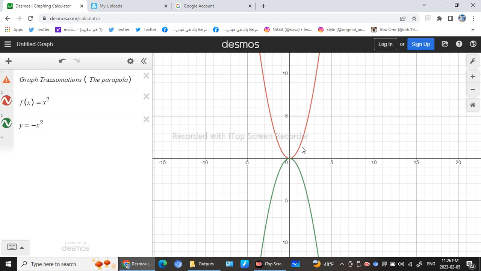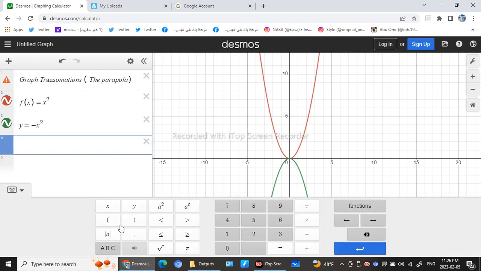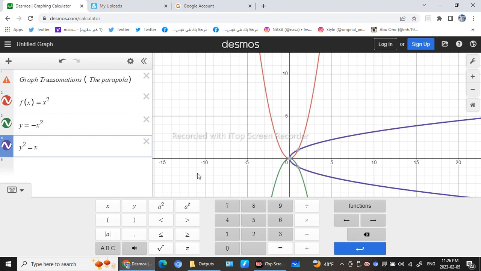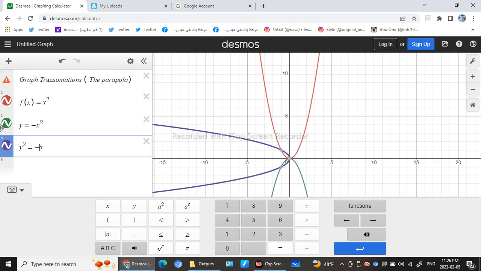The curve could be open to the right and could be open to the left. If we write y squared equals x, the curve, the parabola, is open to the right. And if we put a negative sign here, it is opened now to the left.